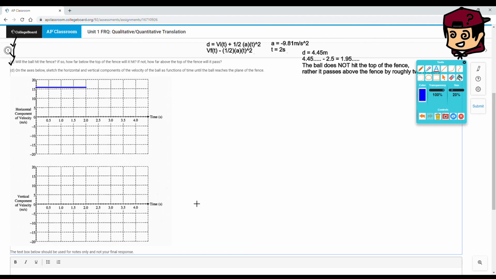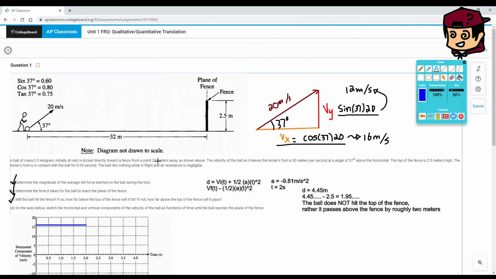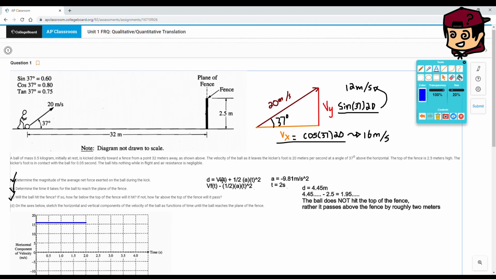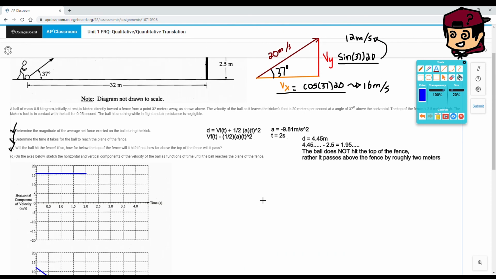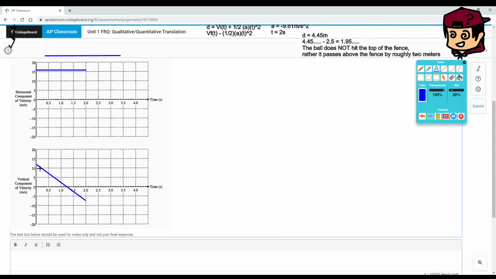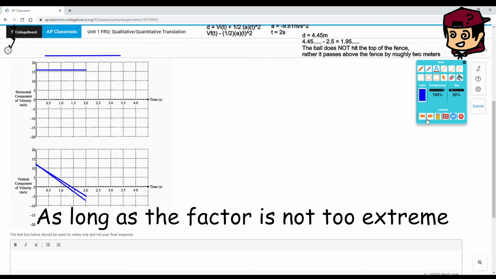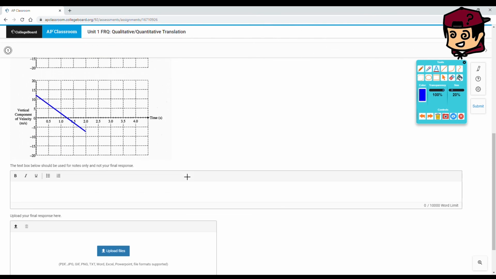For our y component, we know it's around 12 meters per second, and it's accelerating. There's a factor of acceleration acting on it, right? Gravity. So it needs to be going down. Our slope needs to be negative. So 10, 11, 12. We're going down until 2. That's really it. And when they say sketch the horizontal and vertical components, they don't care if you go like this or like this. They just want to see if you have a negative or positive slope.